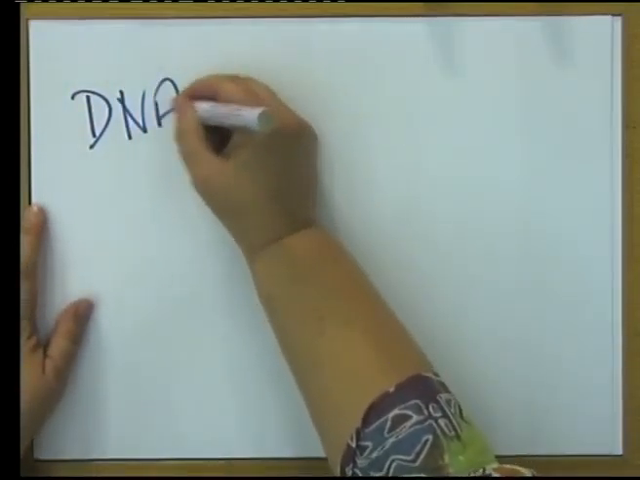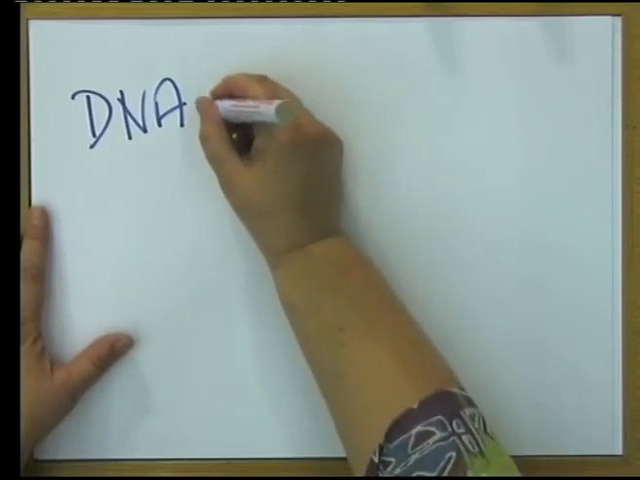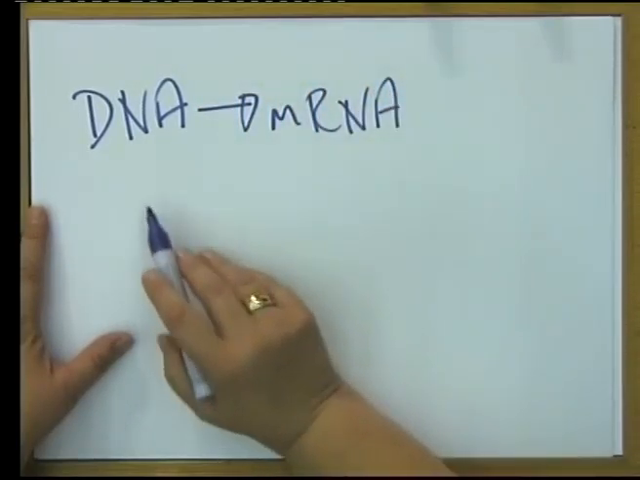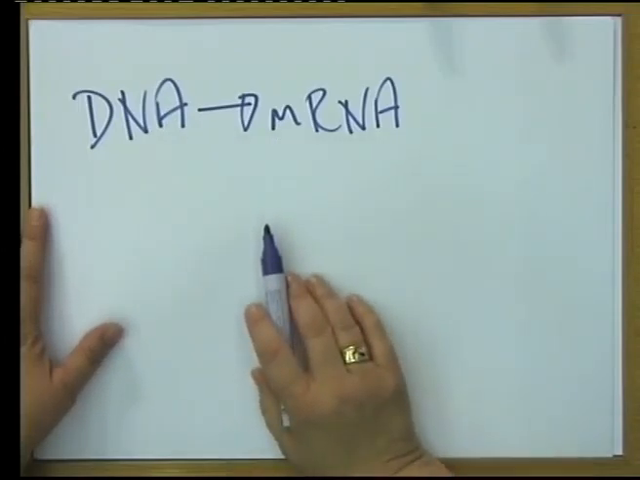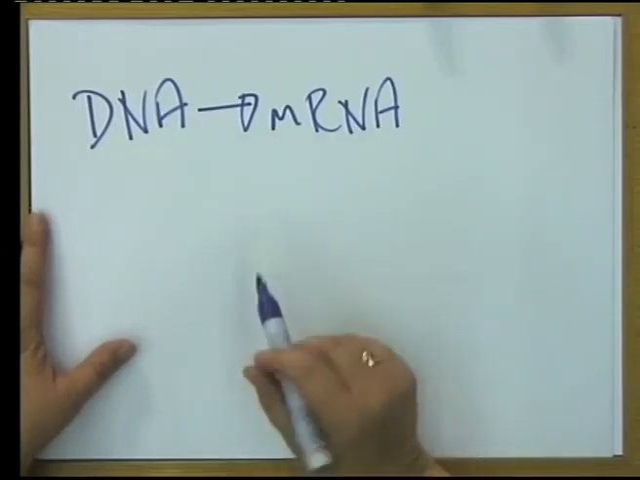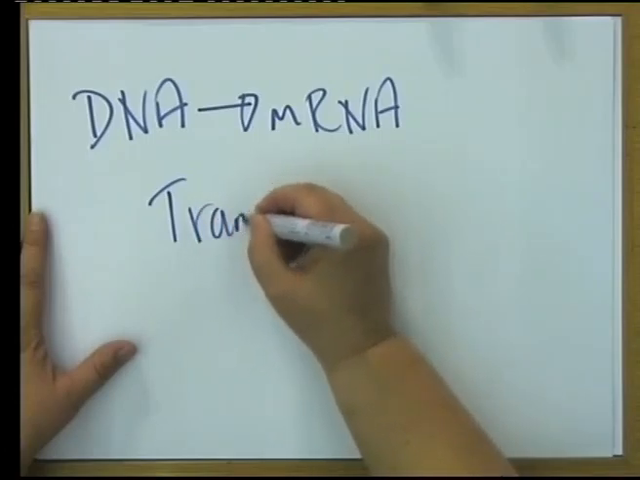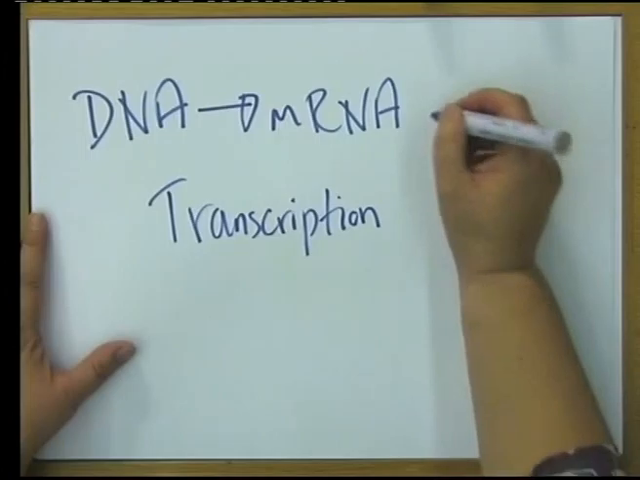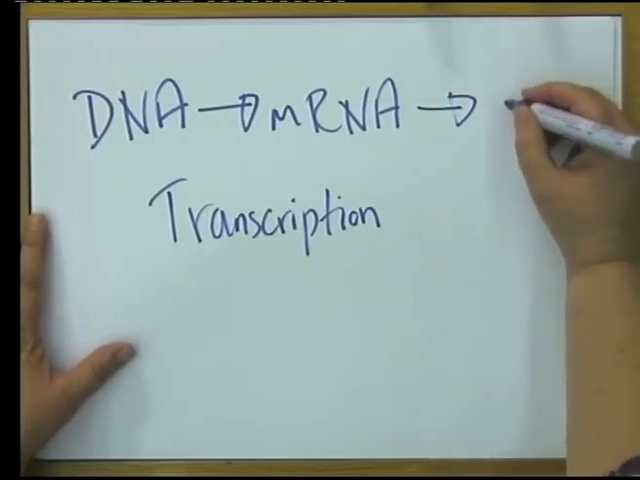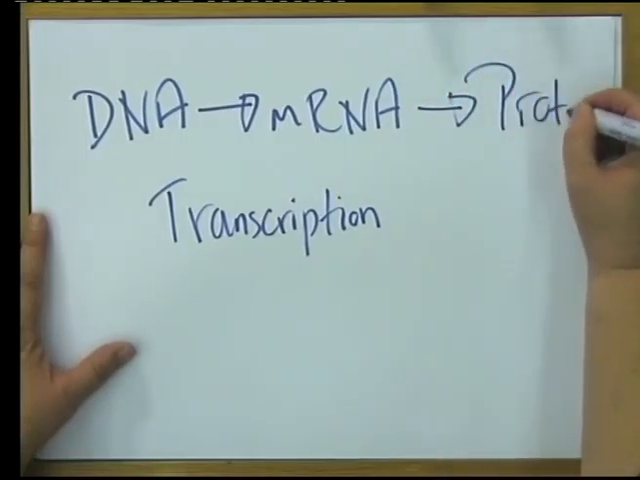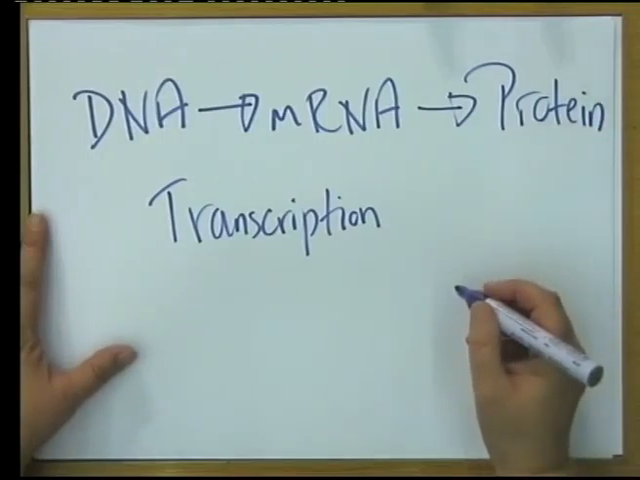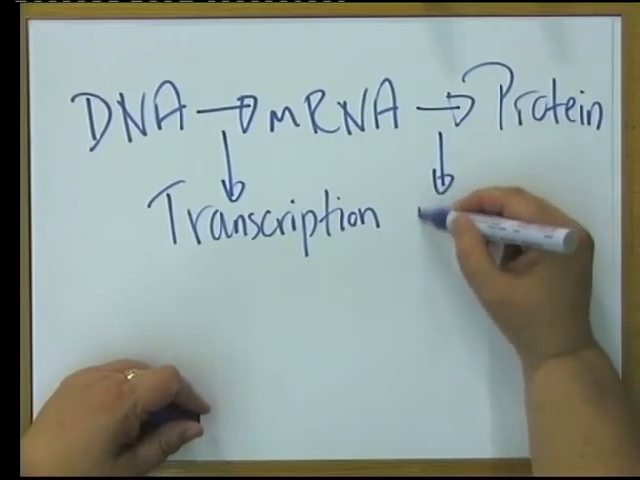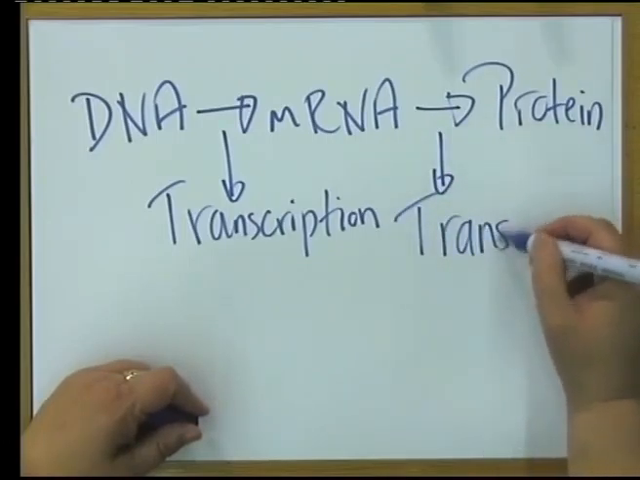DNA bevat die gene. Kan julle onthou wat noem ons hierdie proses? Wanneer DNA 'n mRNA vorm? Yes, that is transcription. Transkripsie. En mRNA dra die kode op die ou einde vir die vorming van die proteïen. Wat noem ons hierdie proses? Translasie.